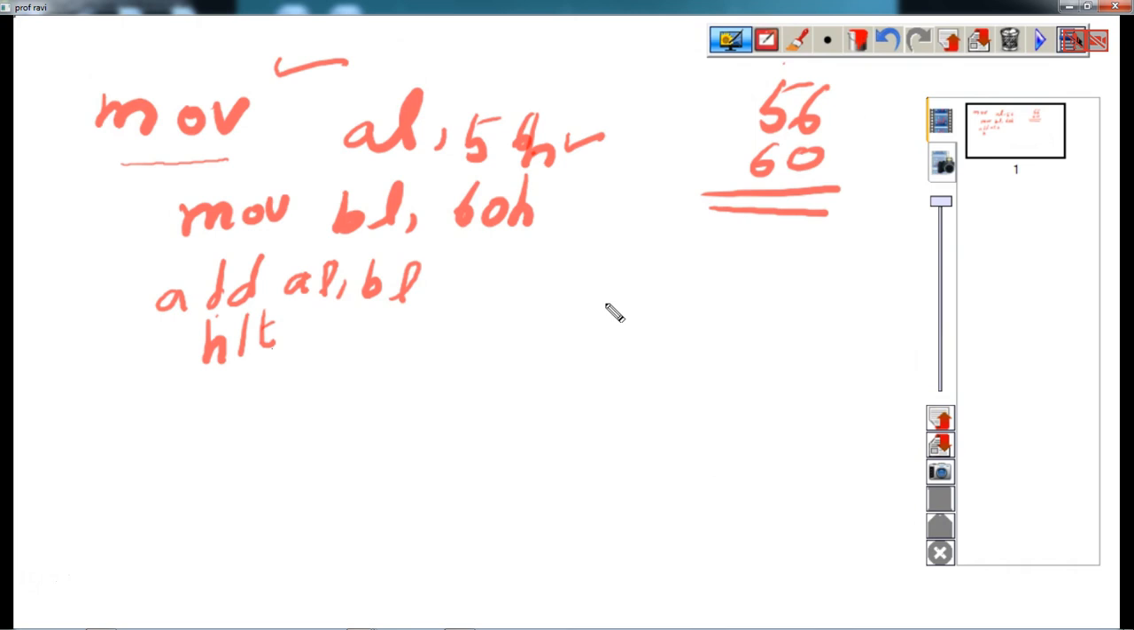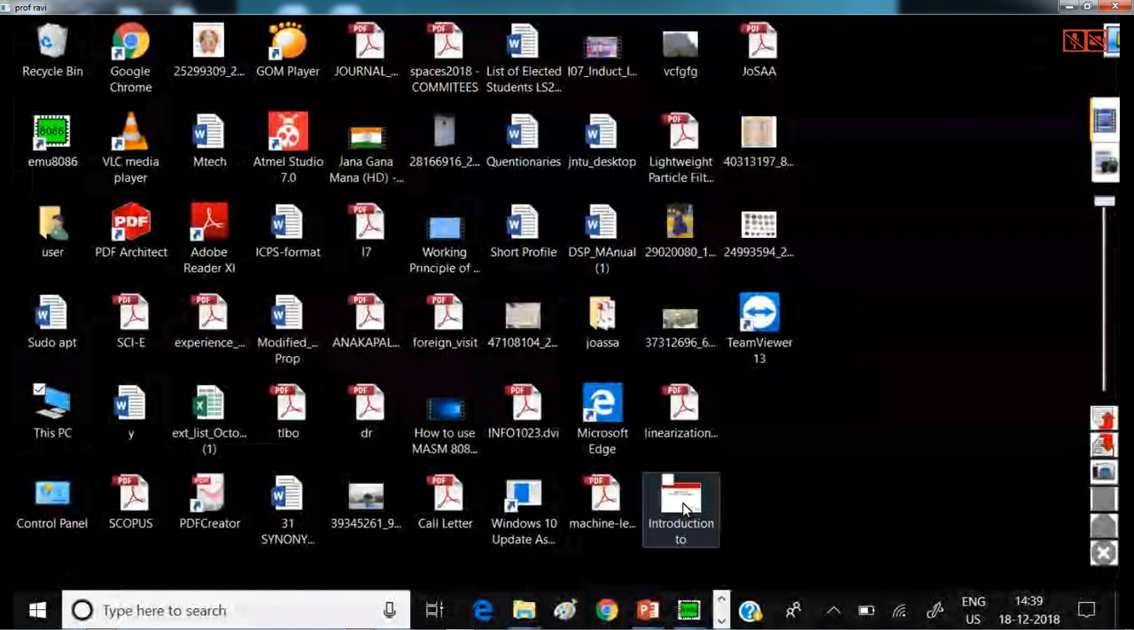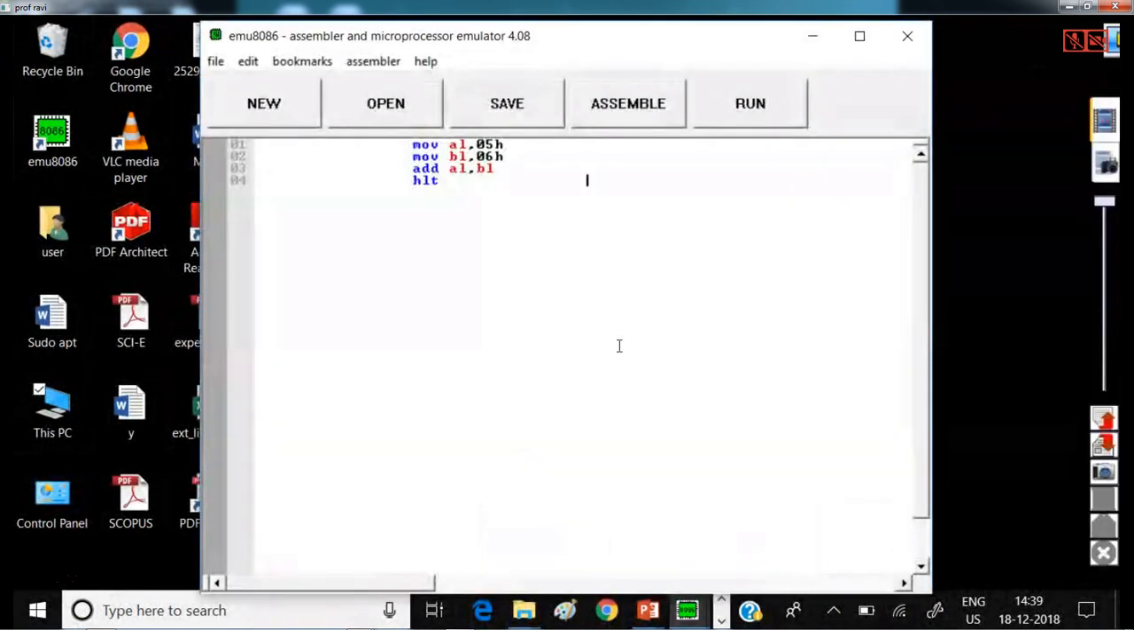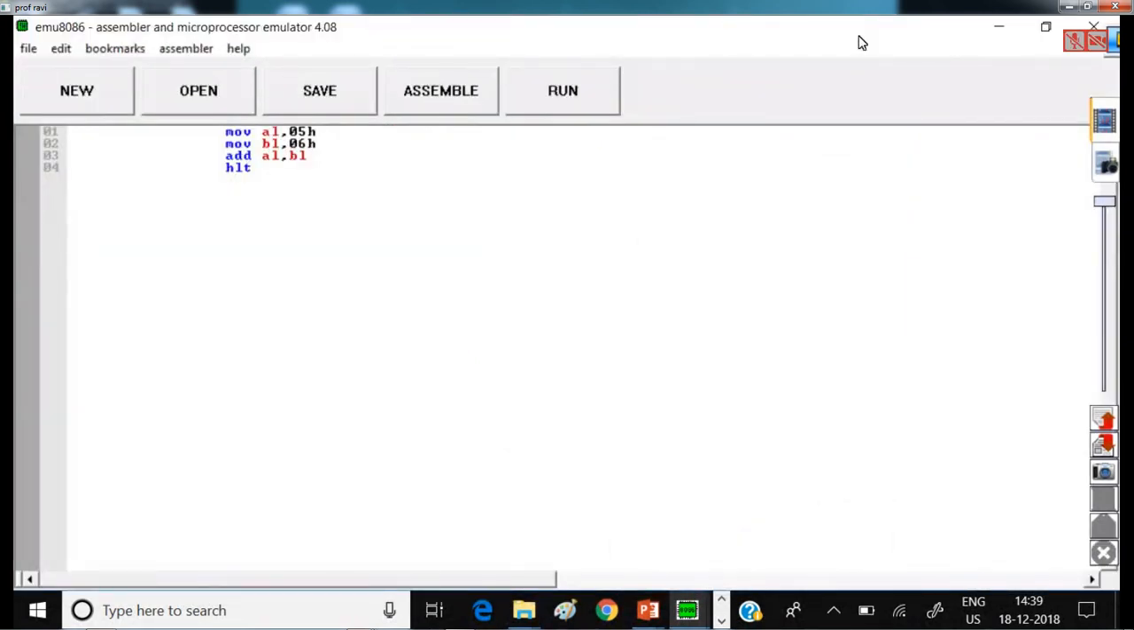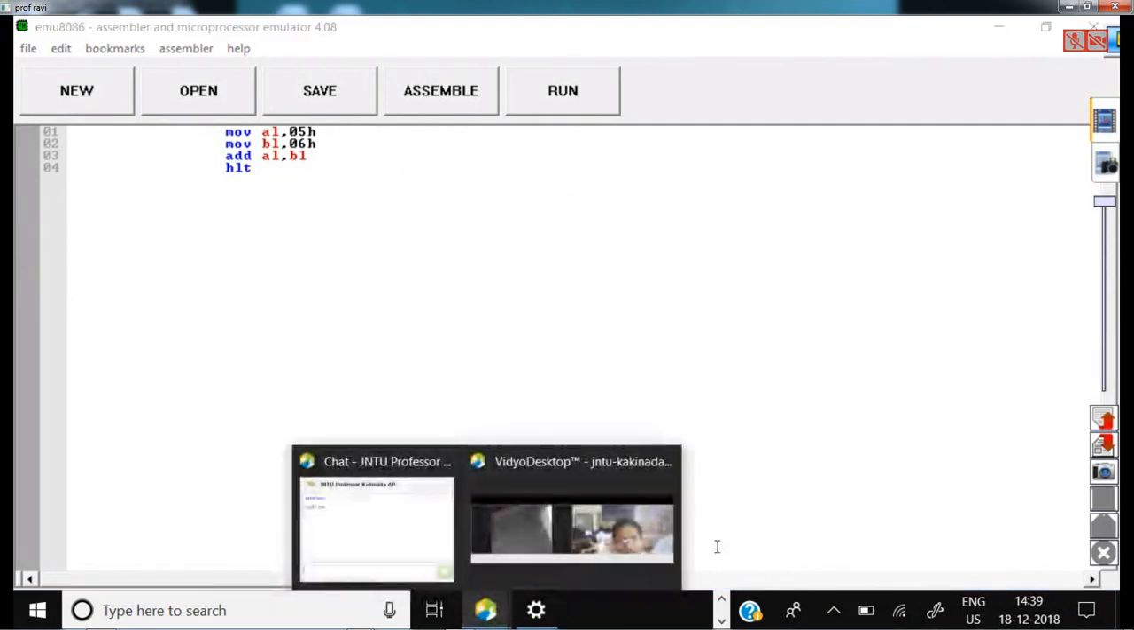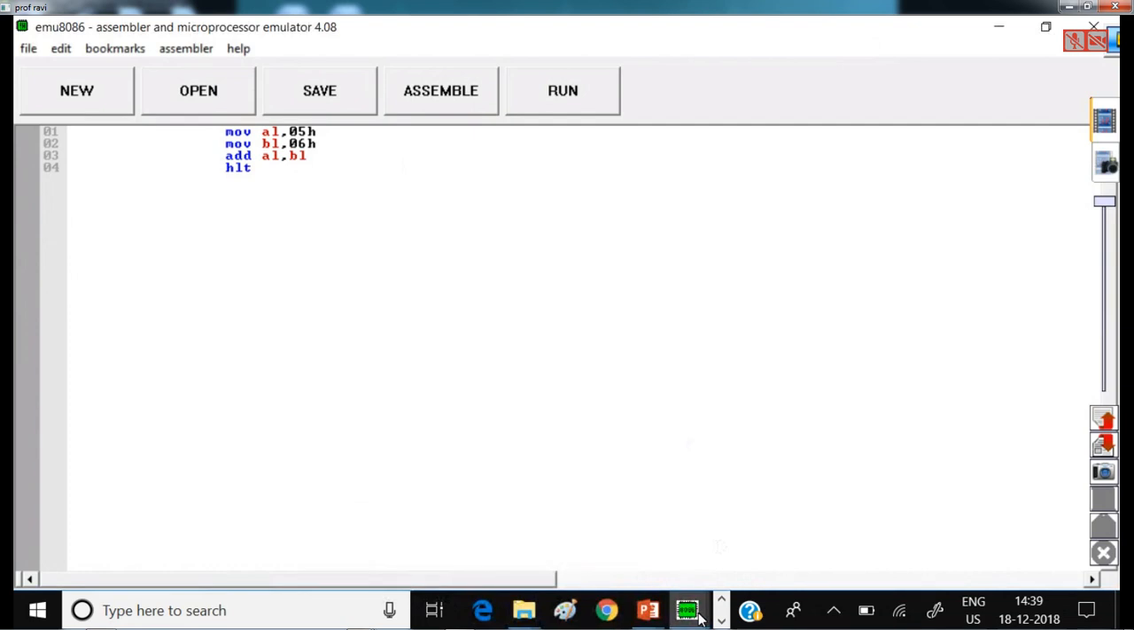What is here? The addressing mode is the concept we are trying to see here. So let me explain this with the help of the 8086 emulator. You have a software called the 8086 emulator, which you can freely download. This software is the assembler I mentioned. You can write a simple program.